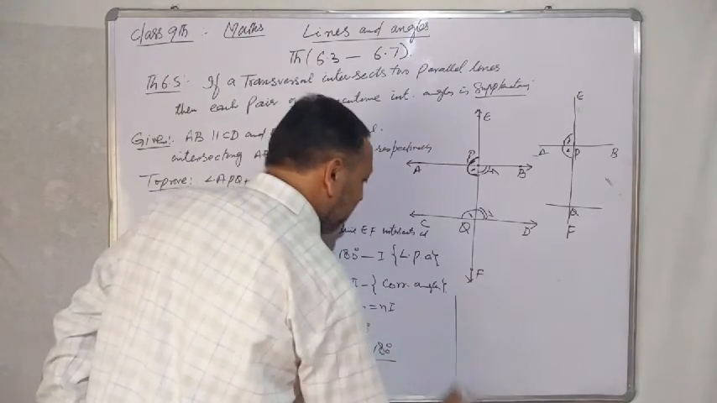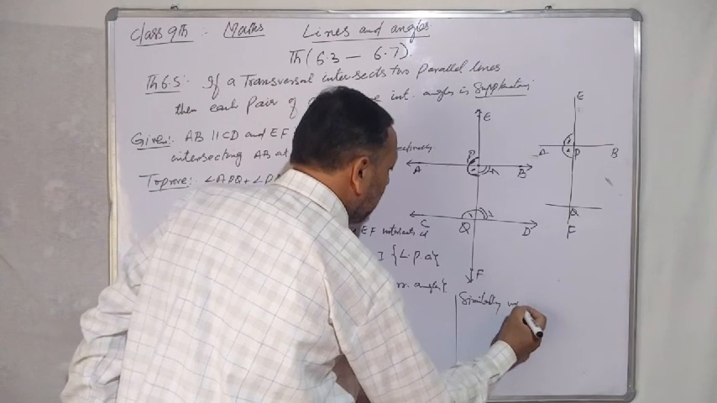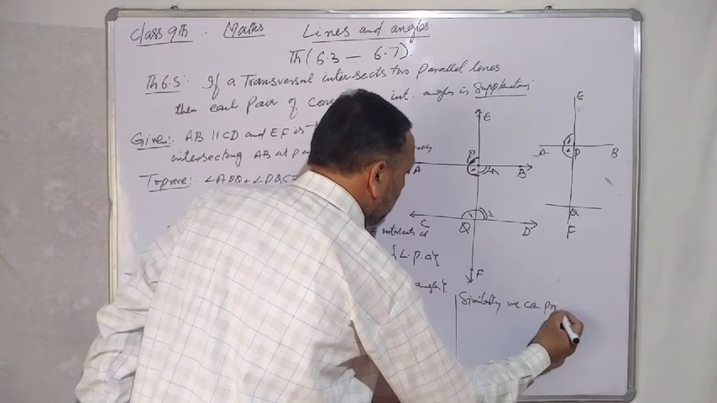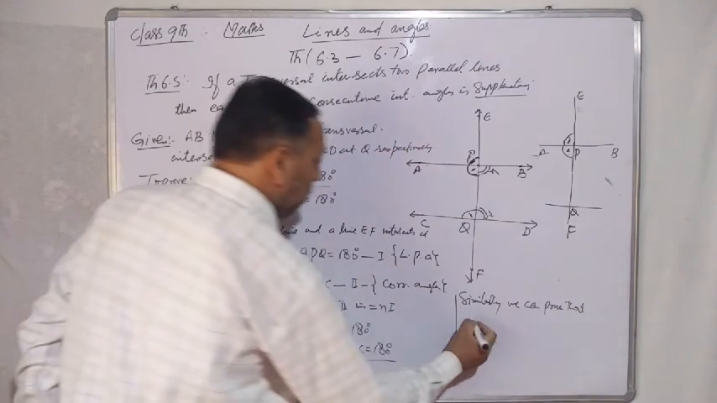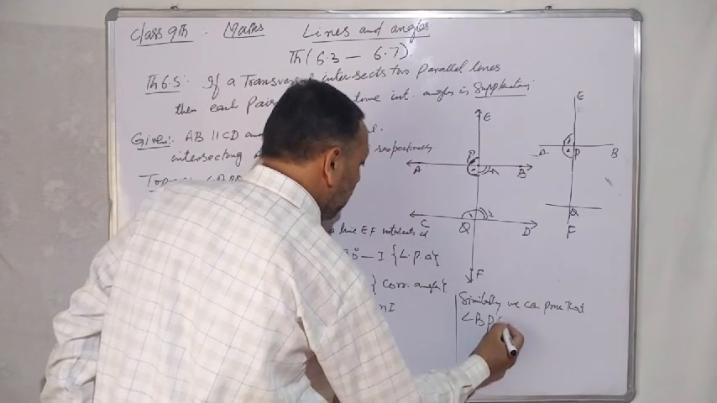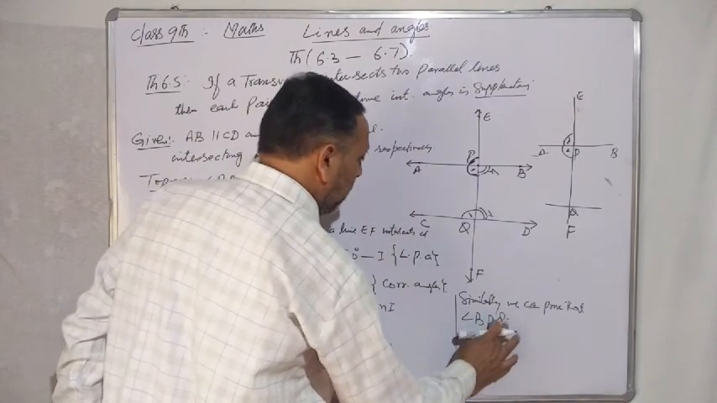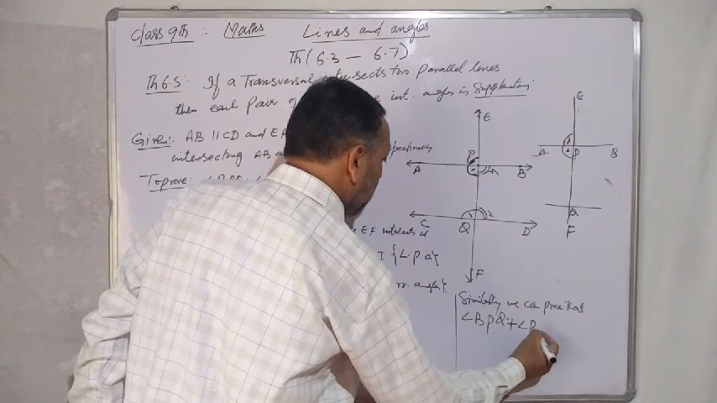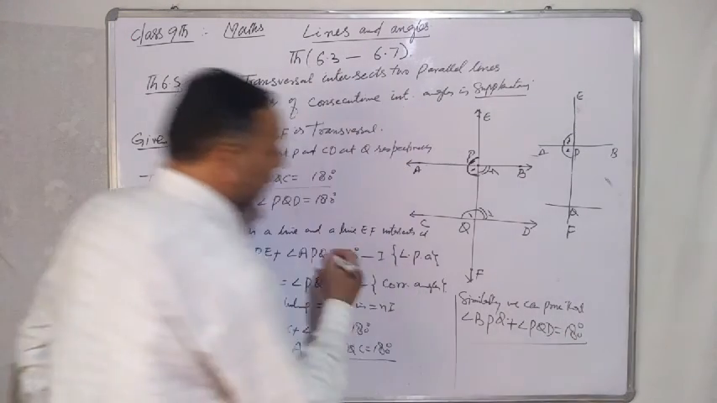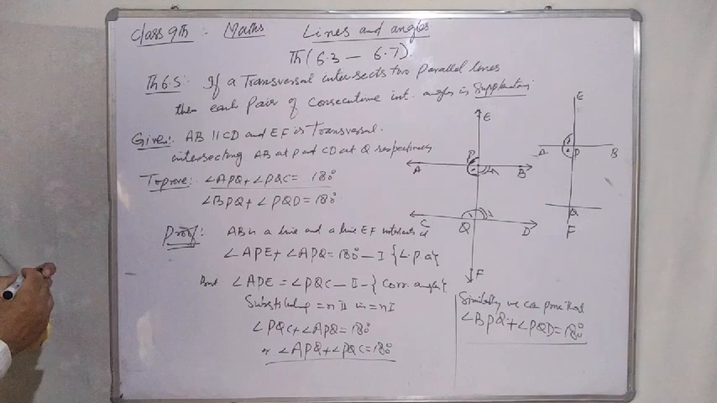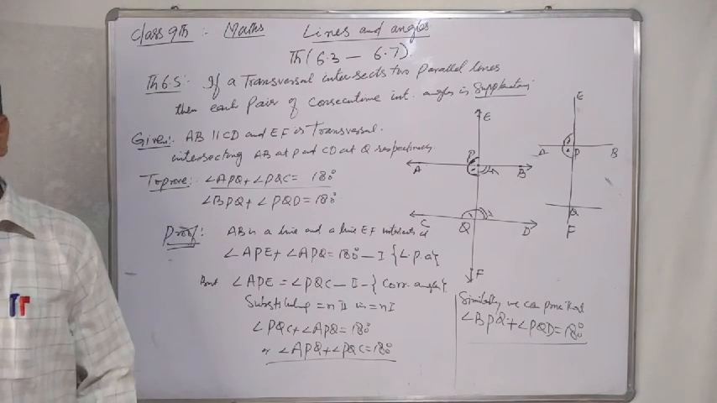Similarly, we can prove that angle BPQ plus angle PQD is equal to 180 degrees. Pause the video and note it down. Let's move to theorem 6.6.